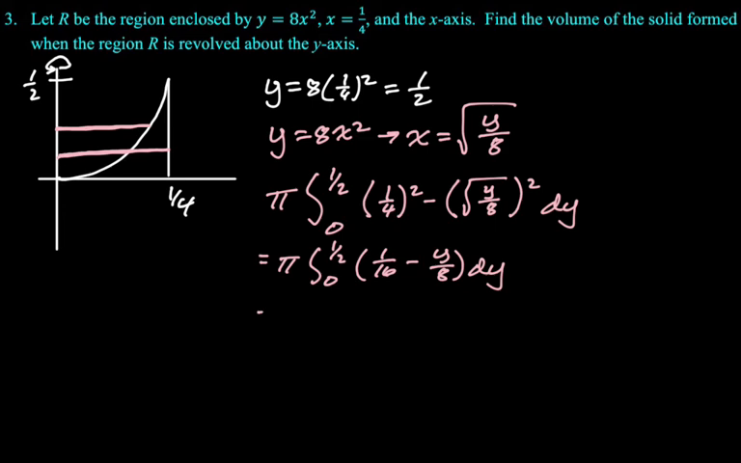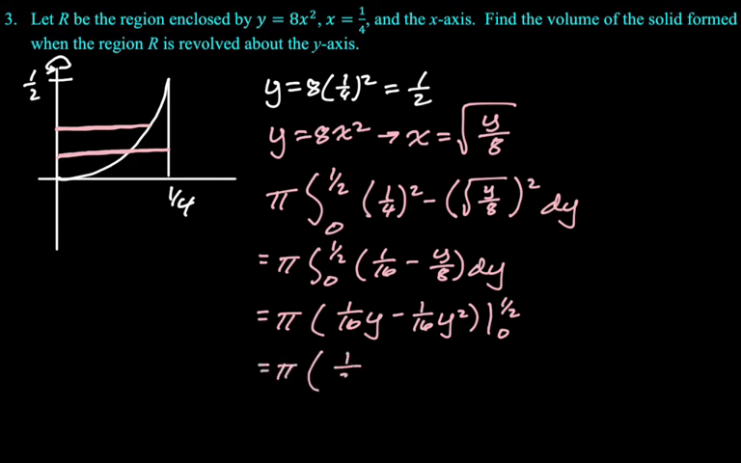Reverse power rule, so we get pi, the quantity, 1/16 y minus y squared over 16, and we're going from 0 to 1/2. When you plug in 1/2, you get 1/16 times 1/2 is 1/32. 1/16 times 1/4 is 1/64. When you plug in 0, it zeroes everything out. 2 over 64 minus 1 over 64 is 1 over 64 times pi, so pi over 64.